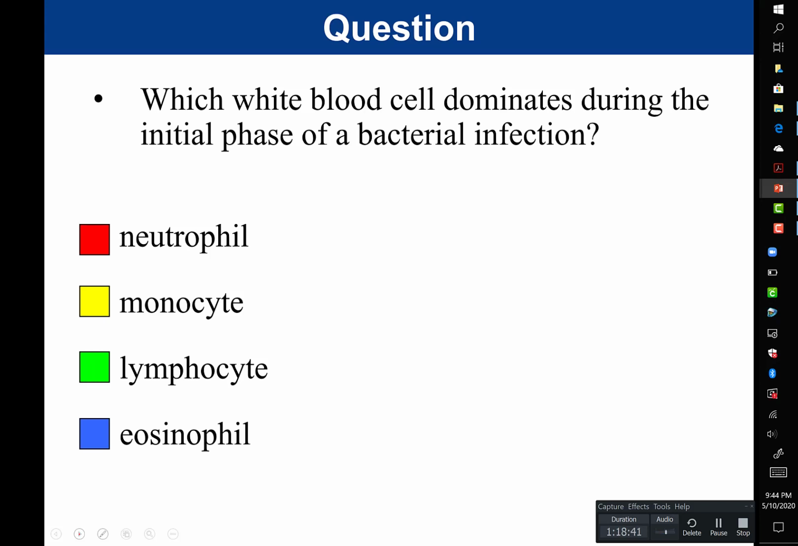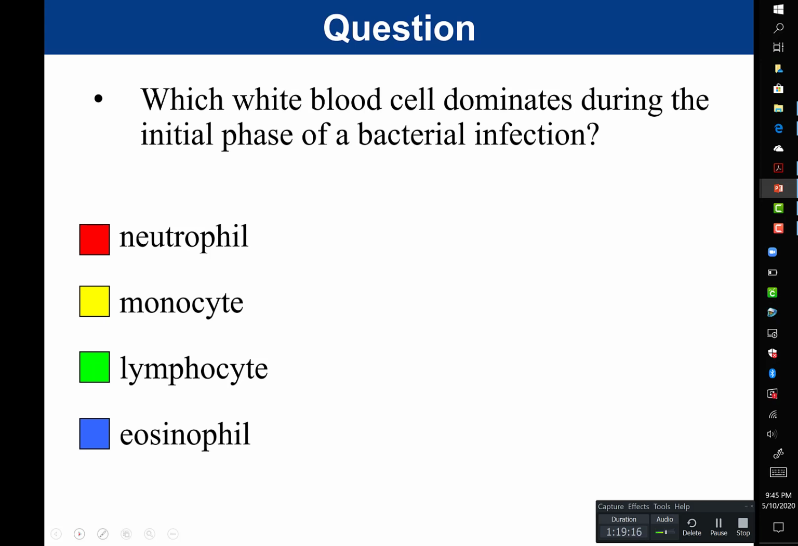So, question for you. Which white blood cell dominates during the initial phase of a bacterial infection? Is it red, a neutrophil, yellow, a monocyte, green, a lymphocyte, or blue, an eosinophil? When you're ready, pause the video, and once you've thought of your answer, push play.